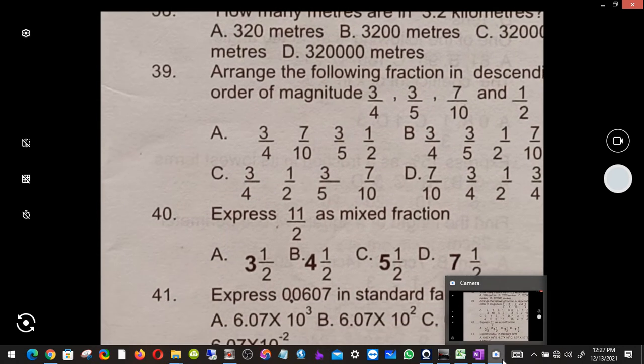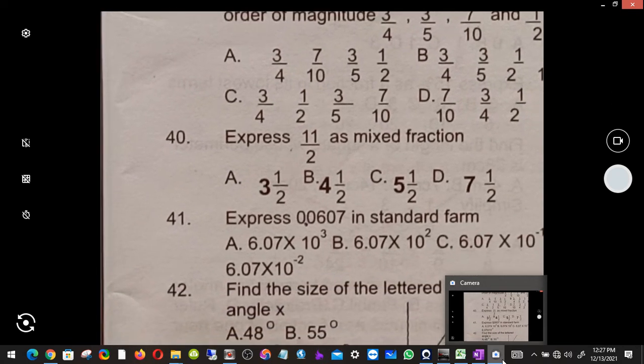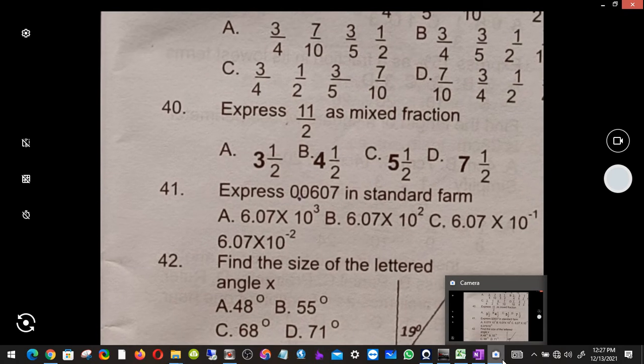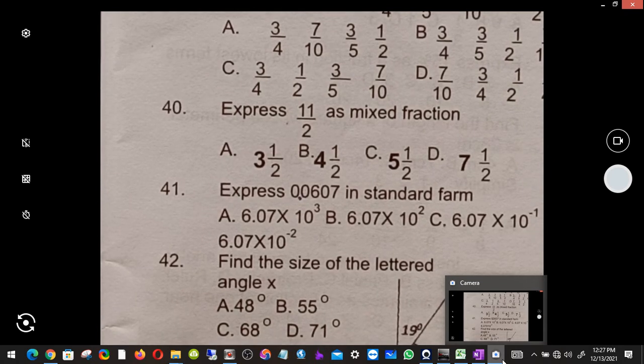Okay. Number 40. Express 11/2 as a mixed fraction. How many 2s do you have in 11? 5. So 5 remaining 1/2. That's option C.